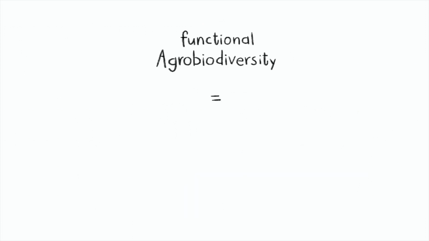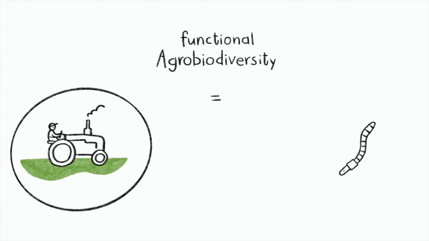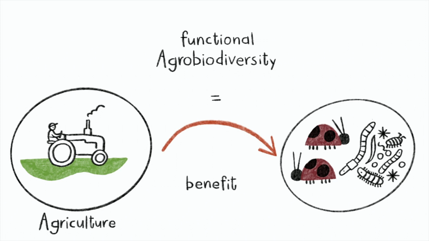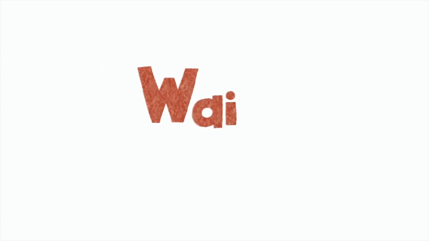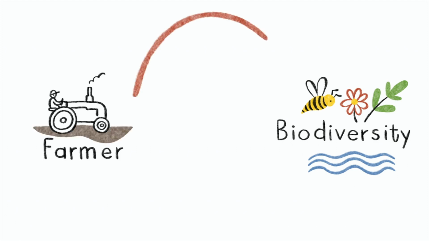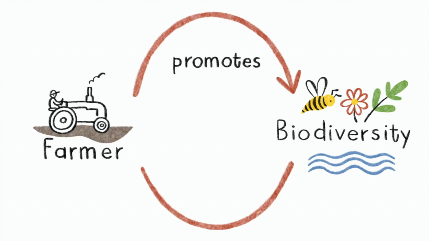So are we saying that functional agrobiodiversity is all about using other organisms to benefit agriculture? Wait, isn't that exploitation? Well, not quite. It's about the farmer actively and deliberately promoting biodiversity and thereby hoping to reduce costs and increase income.